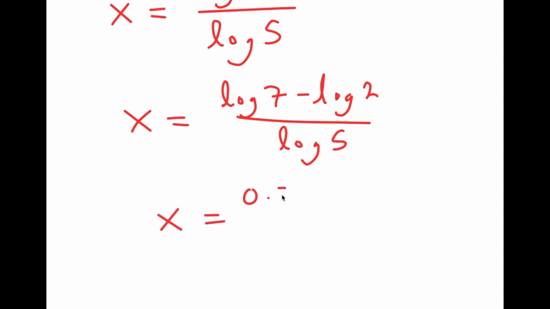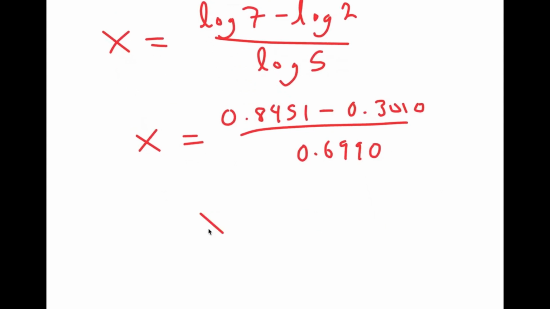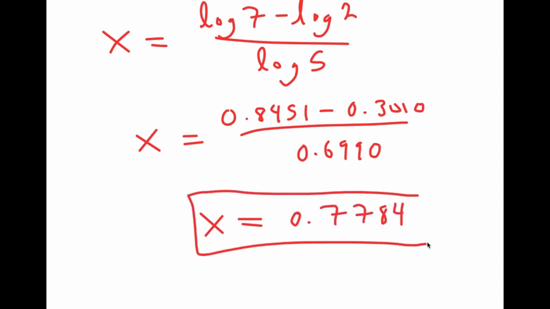Which is equal to 0.8451 minus 0.3010 over 0.6990. And this is equal to 0.7784. So this is my answer.